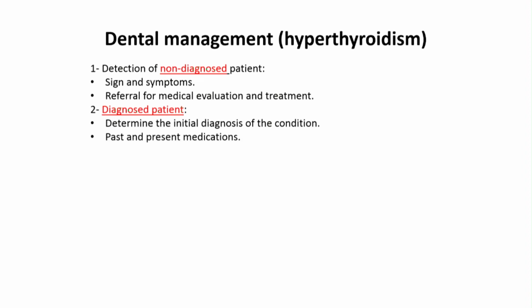Also, we have to know the past and the present medications, because a patient with thyroid gland disease, for example in case of thyrotoxicosis or hyperthyroidism, may take anti-thyroid drugs. In addition, due to palpitation, which is one of the manifestations of a patient with thyrotoxicosis, the patient may also take beta blockers. So in this case, we have to know the past and present medication.